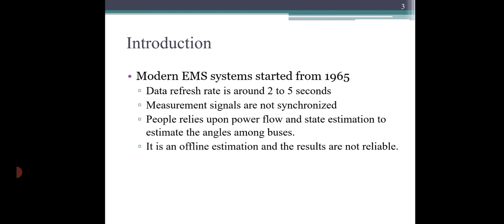Next, the modern EMS system started from 1965. In this, the data refresh rate is around 2 to 5 seconds. Measurement signals are not synchronized. People rely upon power flow and state estimation to estimate the angles among buses. It is an offline estimation and the results are not reliable.